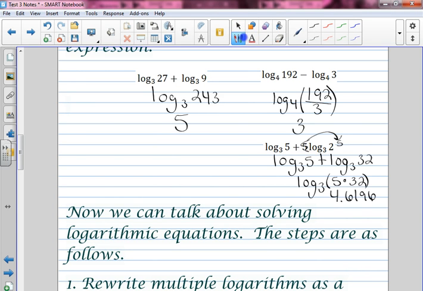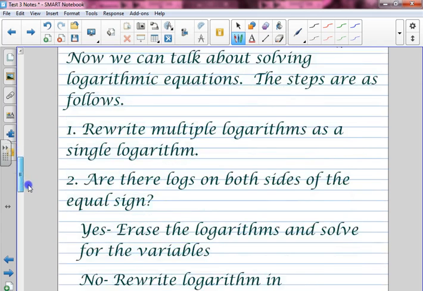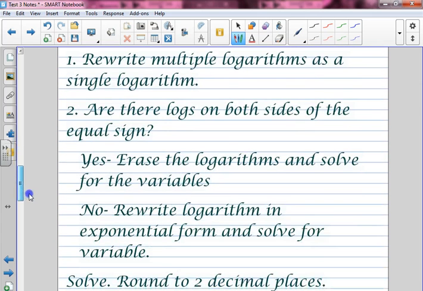All right, so now that we know how to do that, now we can talk about solving logarithmic equations. The steps are as follows. You do need to have this written down. Step 1, rewrite multiple logarithms as a single logarithm. Step 2, are there logs on both sides of the equal sign? If yes, you erase the logarithms and solve for the variables. If no, you rewrite the logarithm in exponential form and solve for the variable.